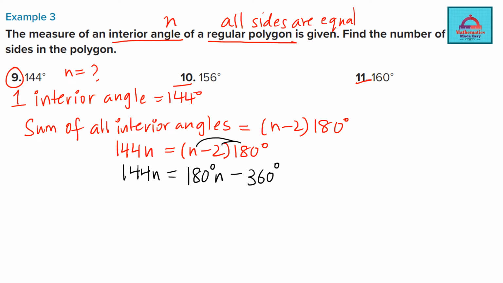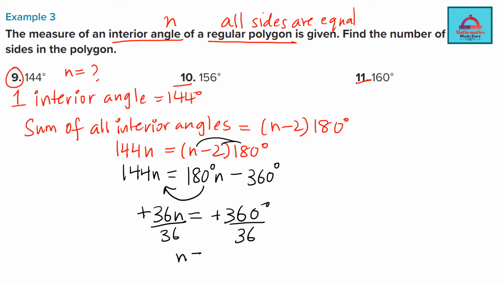Now we need to solve for n. So I'm going to take this 180 on the other side. So 144n minus 180n is going to give you minus 36n equal to minus 360 degrees. So negative negative becomes positive, divide by 36 both sides. So n is equal to 10. That means there are how many sides of the regular polygon? The number of sides is 10. So it's a decagon.